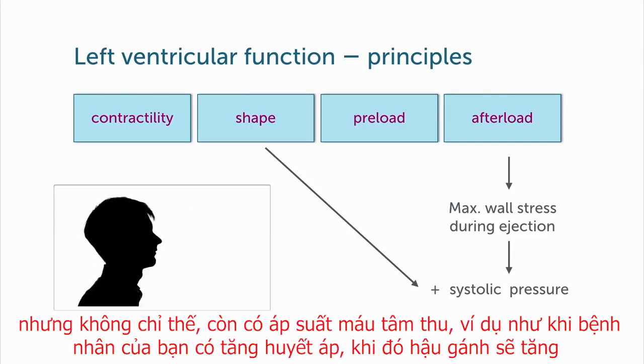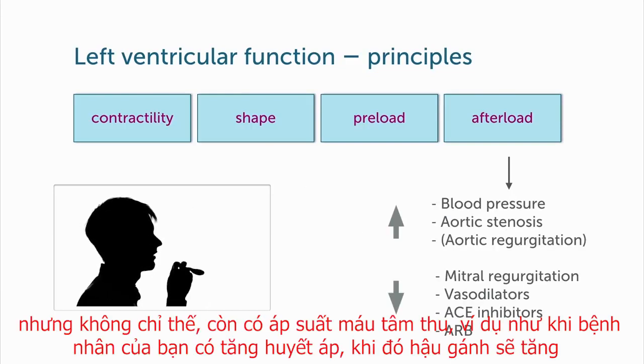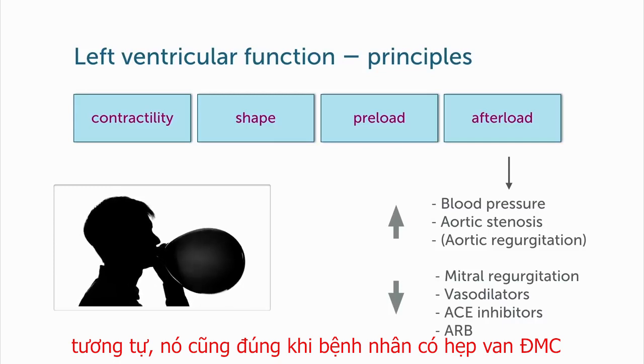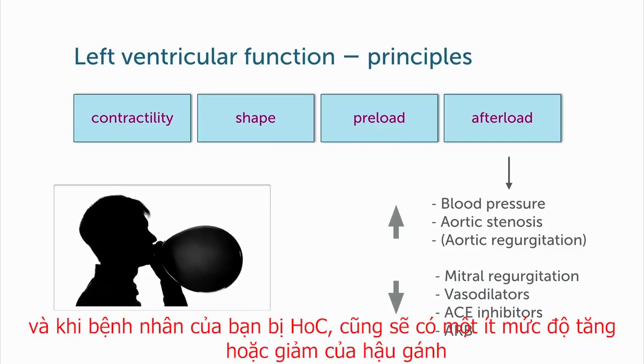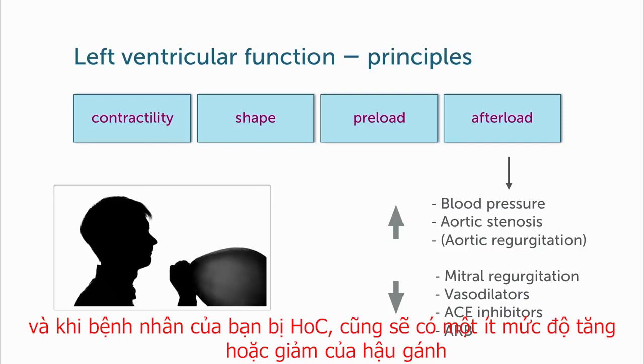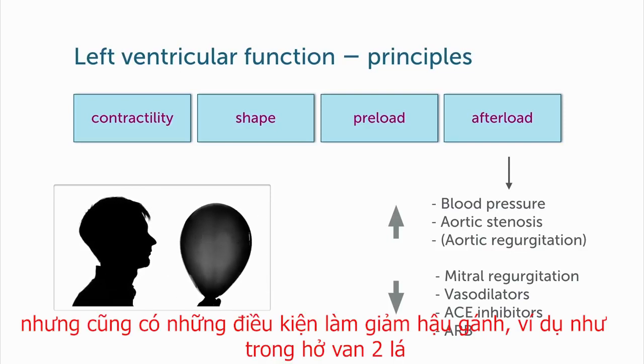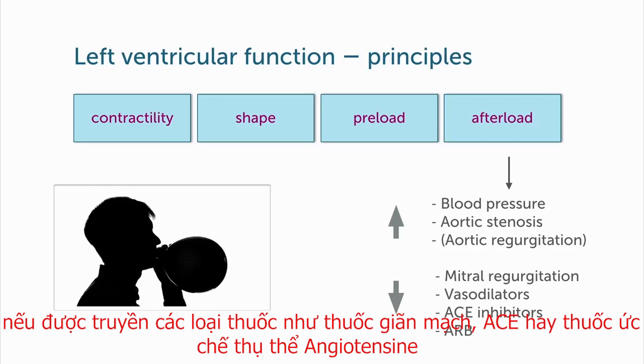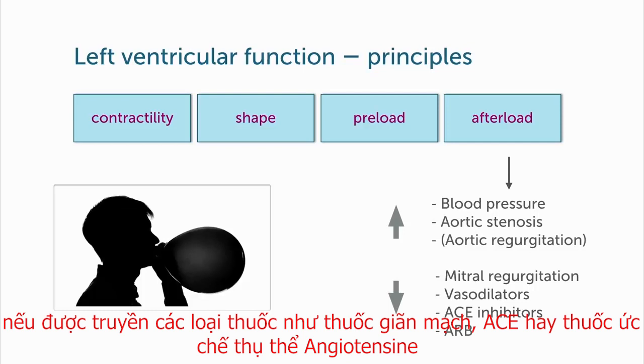But not only that, it's also systolic blood pressure. For example, if you have a patient who is hypertensive, then the afterload is increased. The same is true for patients who have aortic stenosis. And even for patients who have aortic regurgitation, there we will also have at least some degree of an increase in afterload. But there are also conditions where afterload is decreased. For example, in mitral regurgitation, or if drugs are instilled such as vasodilators, ACE inhibitors, or angiotensin receptor blockers.